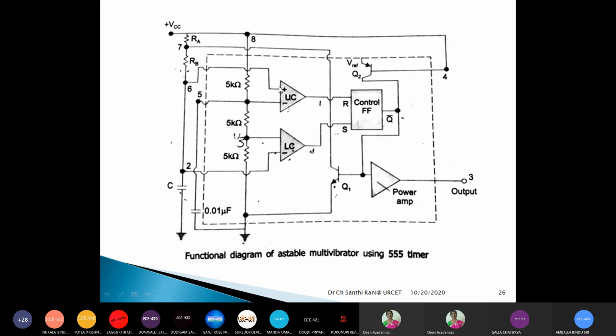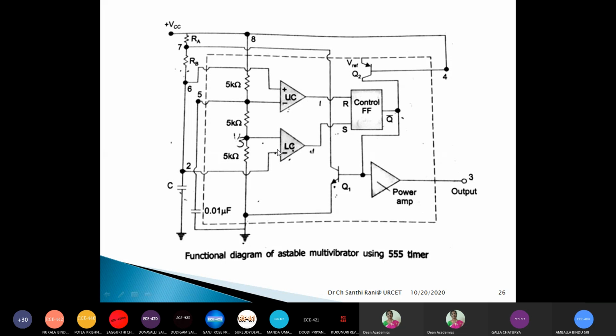Okay. So we know about this clearly, lower comparator and upper comparator. So output of lower comparator and upper comparator controls this control flip-flop. So depending on that, if S equal to 1, Q will be 1, so output will be 1. If R is equal to 1, Q will be 0, output will be 0, right? So when this S is 1, otherwise when do we get lower comparator 1? When do we get upper comparator output 1? So that is the condition we want to know.